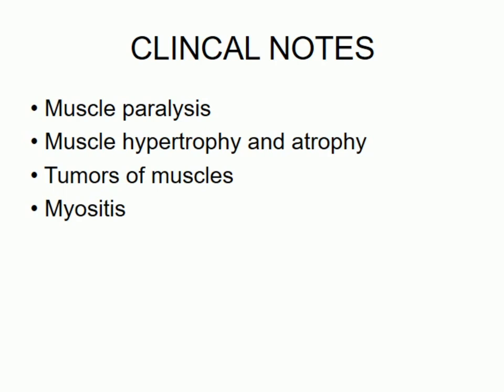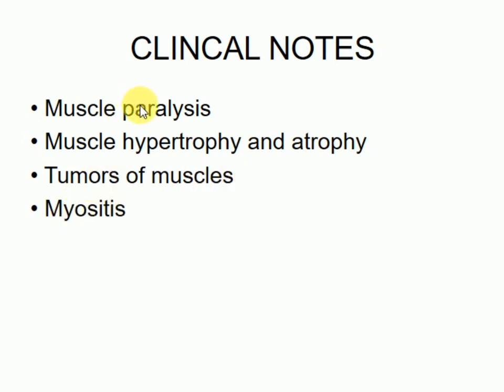So we have about four clinical conditions associated with the muscles, but later on we will be discussing other things in your third year of study. You will be notified about many conditions associated with muscles. Now, our first condition is muscle paralysis. We have muscle hypertrophy or atrophy. We have tumor of muscles, and we have myositis.